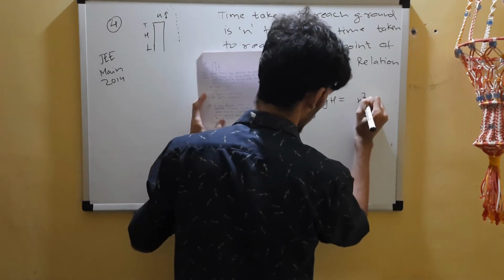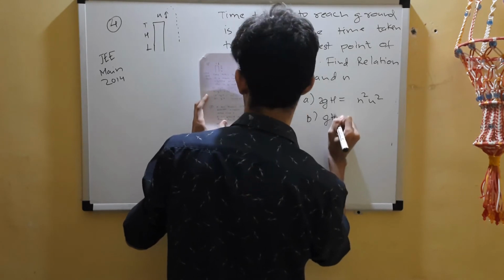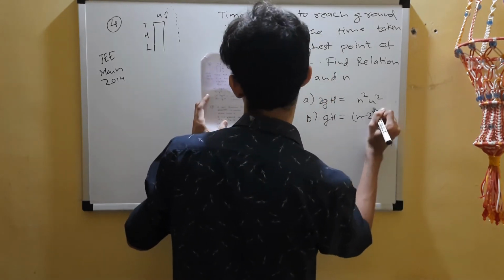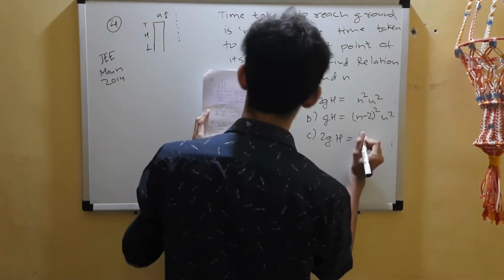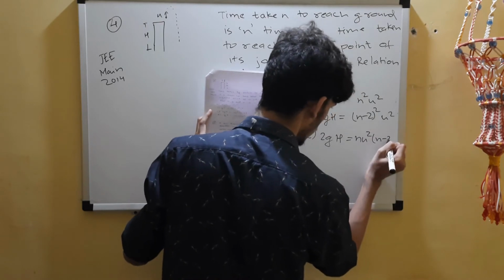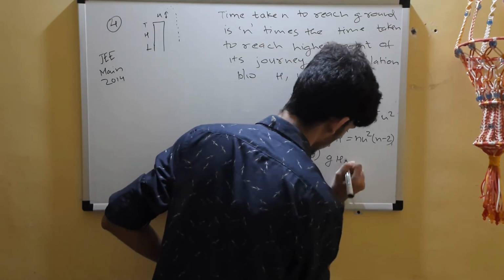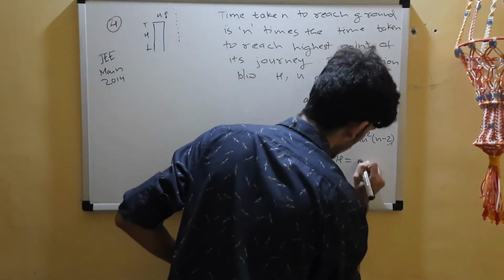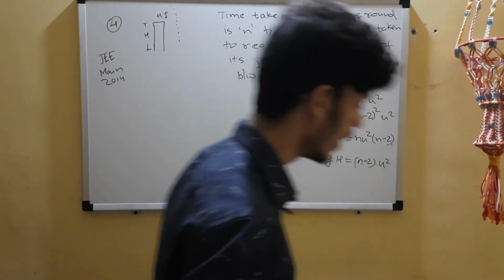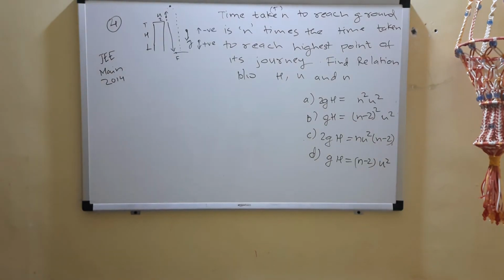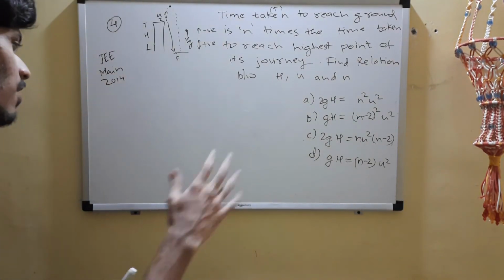You have your options over here. A: 2gh is equal to n square u square. B: gh is equal to (n minus 2) whole square u square. C: 2gh is equal to n u square into (n minus 2). So don't get frightened by the options. When you do it, it's way simpler than the previous one, and you'll get the answer in just a few seconds. You can try that out quickly. It's not that tough a question. I have put the conventions over here.